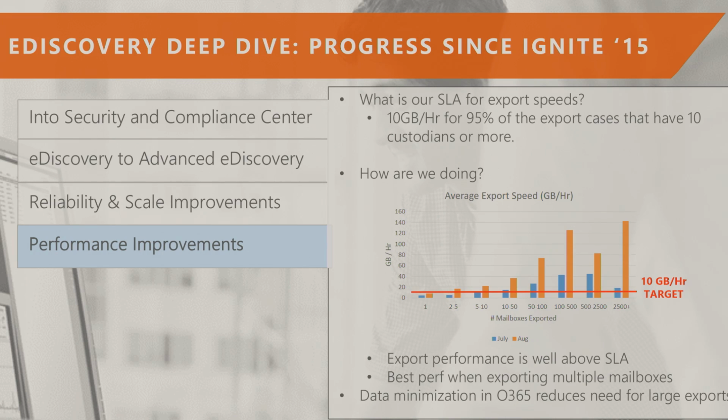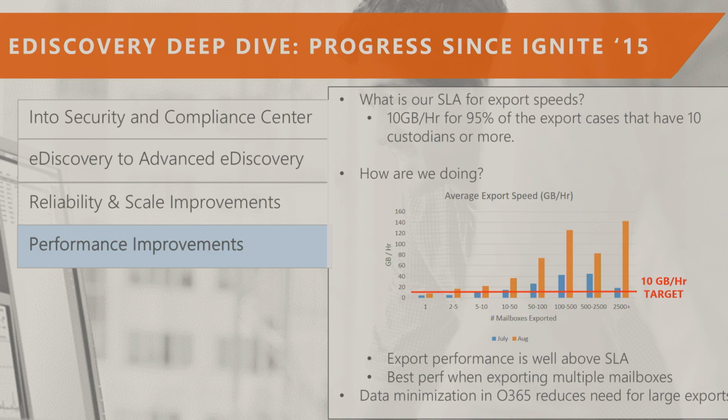And so if you look at the chart, you can see that as the number of mailboxes exported increases, the export speeds go up. I wanted to call out a couple of things. One is that the export performance is well above our SLA right now. That shows the target. We're consistently beating it if you have multiple mailboxes. And the other thing is that this is an area where we continue to invest.